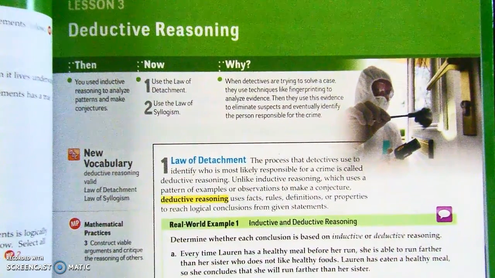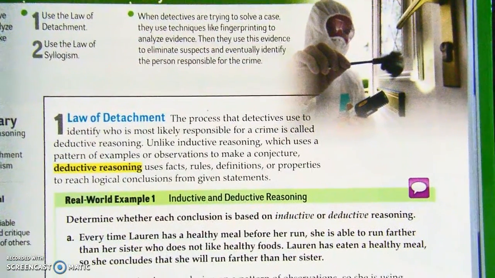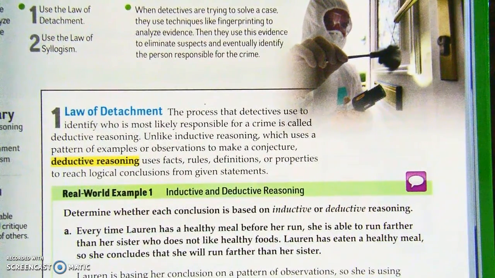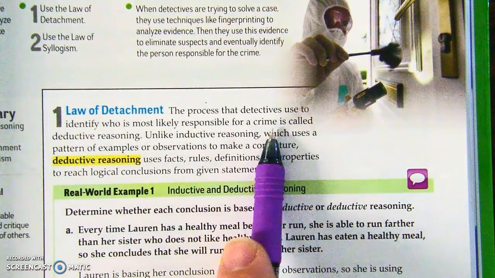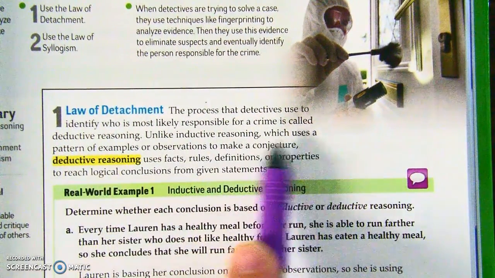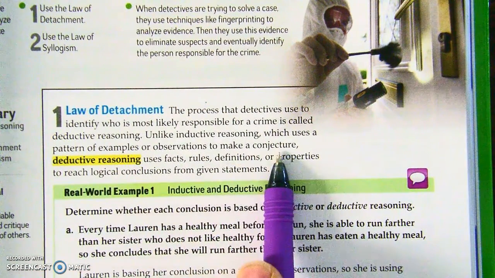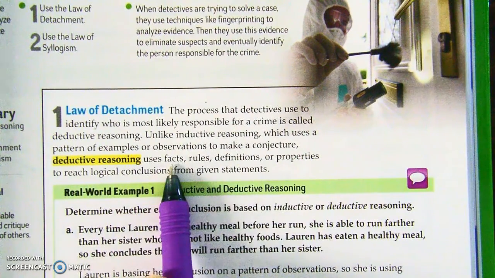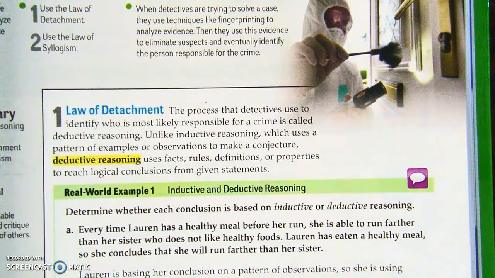I'm going to zoom in a little bit more so we can read this and check it out. It says it's the process that detectives use to identify who is most likely responsible for a crime called deductive reasoning, okay? Unlike inductive reasoning, which uses patterns of examples, just like we talked about, so we're talking about patterns. Inductive, patterns of examples of observations to make a conjecture. Now, deductive uses facts, rules, definitions, or even properties to reach logical conclusions from given statements, okay? So that's what we're talking about now.